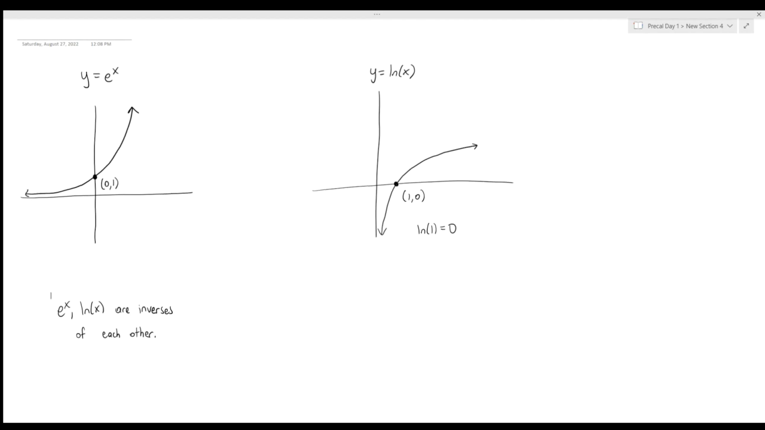So let's look at some more of the properties of e and ln, and see why some of those properties may be true because they are inverses of each other. Let's start by looking at the domain and the range of each of these functions. So what's the domain of e to the x?